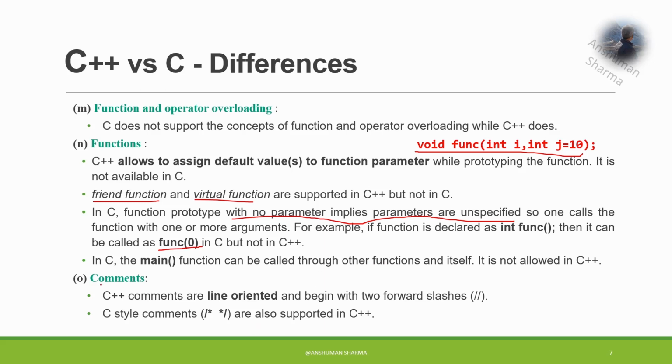Then again, the writing style of comments can be another point of differentiation between these two. In C, you write comments by enclosing them within these two delimiter symbols, and they are line oriented. In case of C++, they usually begin with a double slash. No doubt we can use the C style comment in C++ also, but you cannot use the C++ style in C.